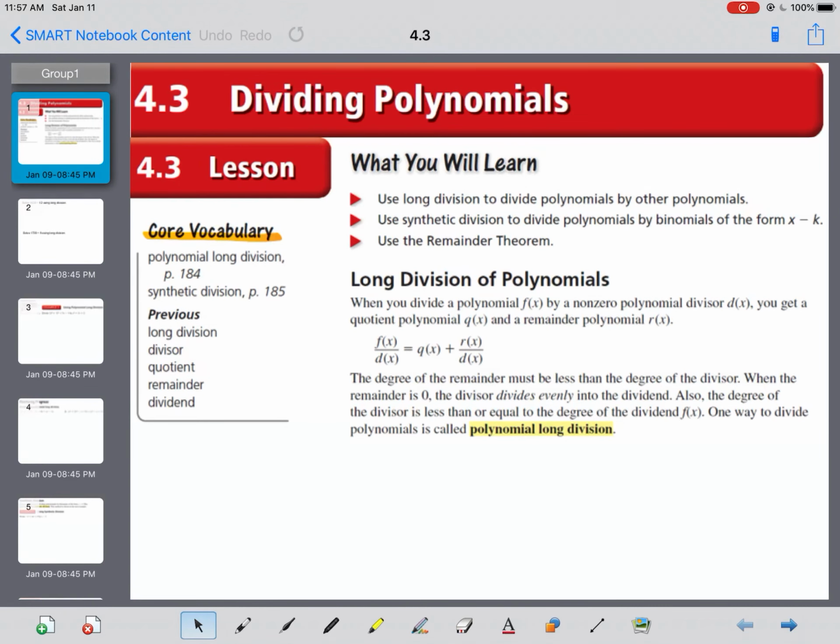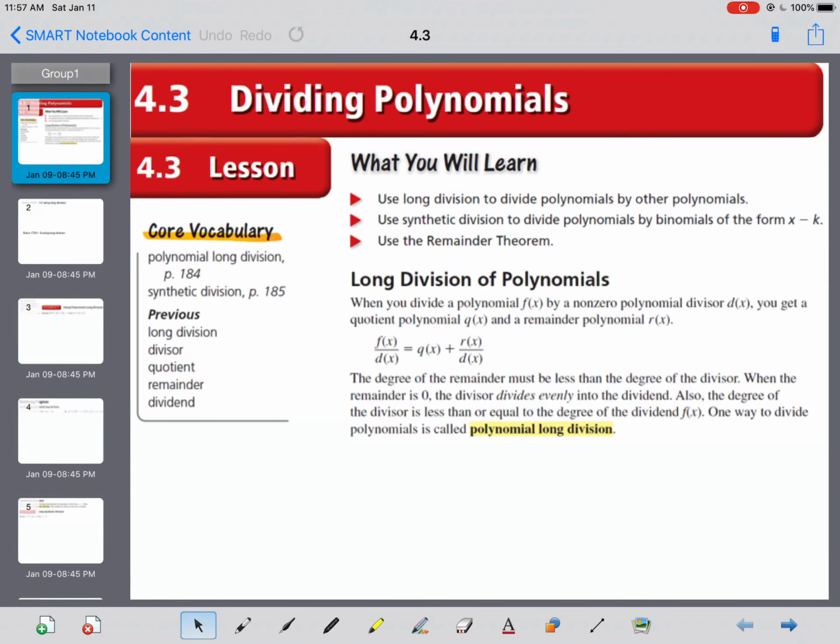Chapter 4, Section 3, Dividing Polynomials. When you divide a polynomial by a non-zero polynomial divisor, you get a quotient polynomial with a remainder, possibly. The degree of the remainder must be less than the degree of the divisor. When the remainder is 0, the divisor divides evenly into the dividend. So if you don't have anything left over, it went evenly. The degree of the divisor is also less than or equal to the degree of the dividend.